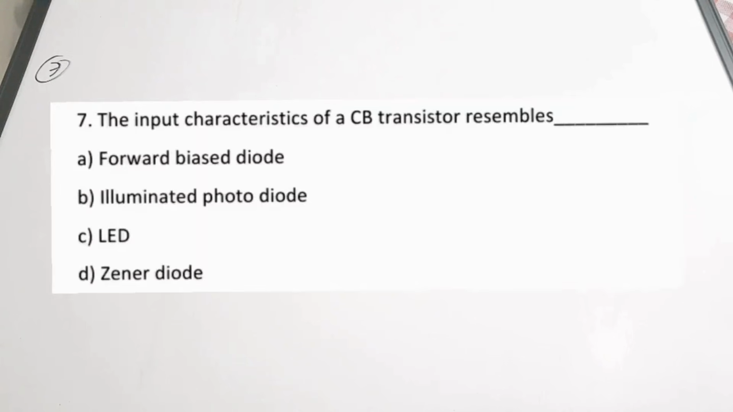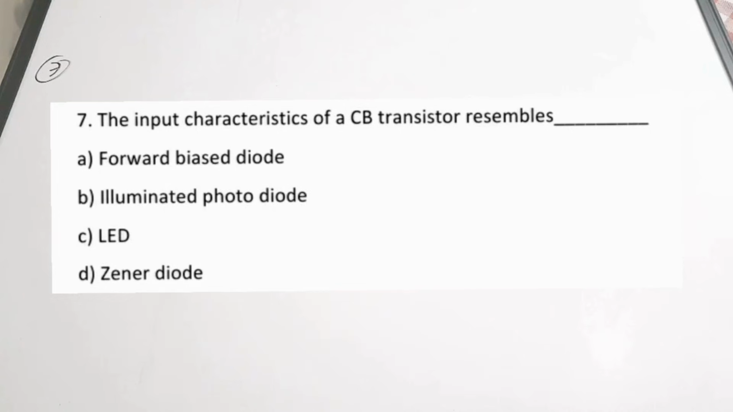The 7th question is, the input characteristic of a common base transistor resembles dash. A. Forward bias diode. B. Illuminated photodiode. C. LED. D. Zener diode. So if you draw the input characteristic of a common base transistor, it will have a resemblance to which of these? That is the question. Forward bias diode, or illuminated photodiode, or C. LED, or D. Zener diode.